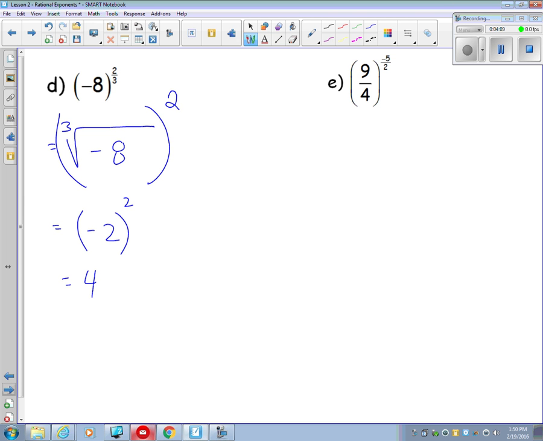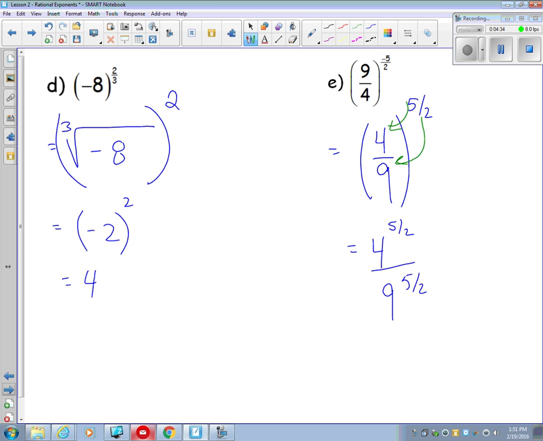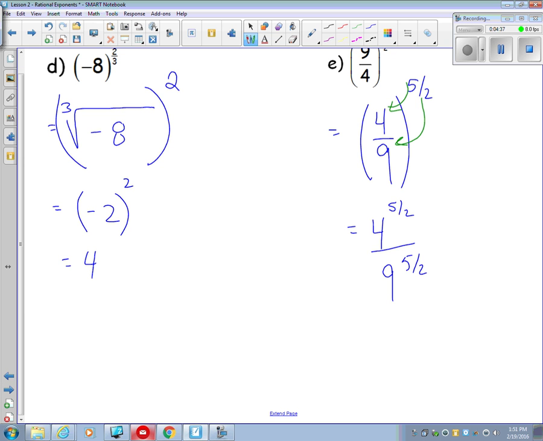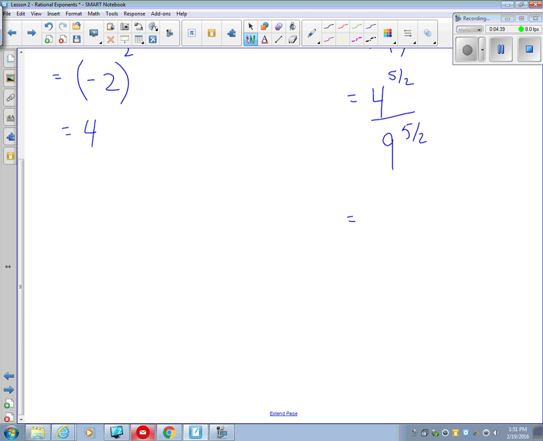Okay, letter E. I've got a fraction. Oh, a fraction to a negative exponent. We said yesterday when you get fractions and negative exponents, you can flip the whole fraction, and your exponent becomes a positive. What does that 5 halves have to be applied to? It's got to be applied to the 4 and the 9. So this really means 4 to the 5 halves over 9 to the 5 halves. We're going to have to evaluate each part of this separately. If I write them as radicals, 4, I can put the 2 in if I want to, with a 5 on the outside. On the bottom of the fraction, 9.